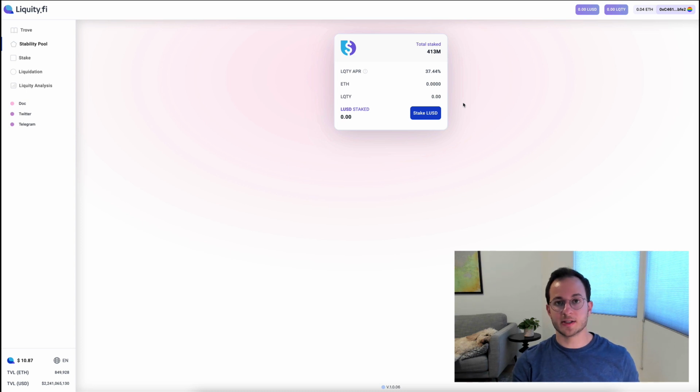The reason being is it's just hard to estimate what the level of liquidations will be going forward. But it's good to know that 37% is the base level APR. As long as there are liquidations, you'll also be stacking ETH from staking US dollars.